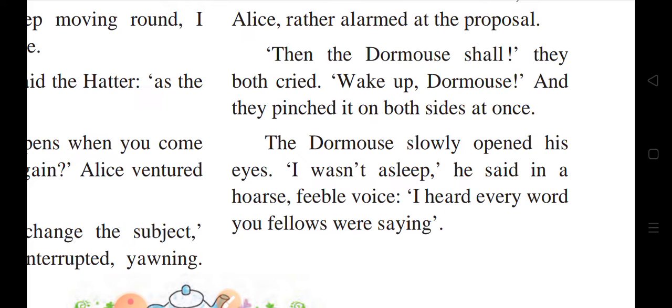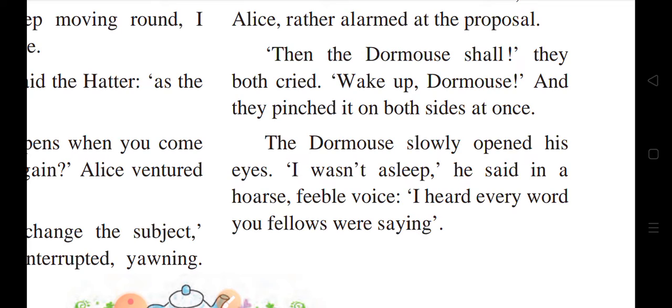"Then the Dormouse shall." They both cried, "Wake up, Dormouse," and they pinched it on both sides at once. So both of them started asking, "Now, Dormouse, you should get up and tell us one story." The Dormouse slowly opened his eyes. "I wasn't asleep," he said in a hoarse, feeble voice.